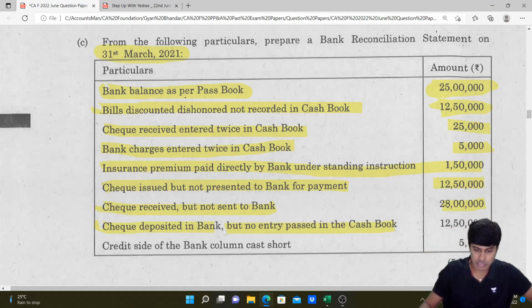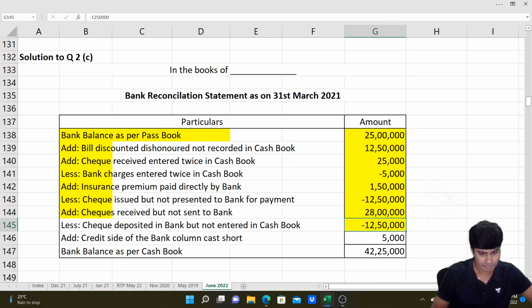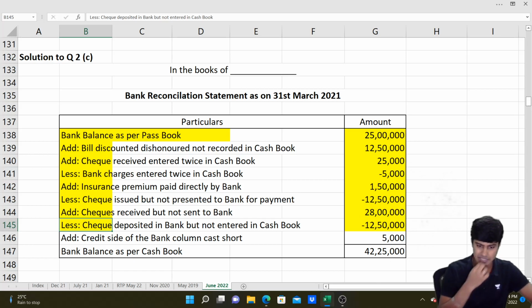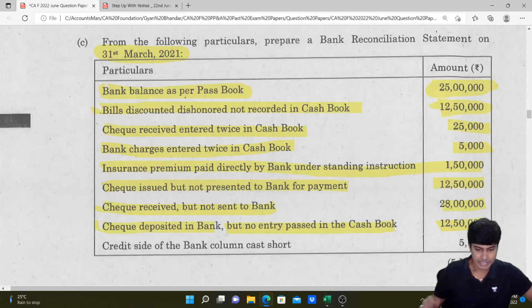So shall I reduce passbook balance by 12,50,000? Yes, I will. Passbook balance reduced by 12,50,000. Great. Then the last one that I have, credit side of bank column cast short 5,000.